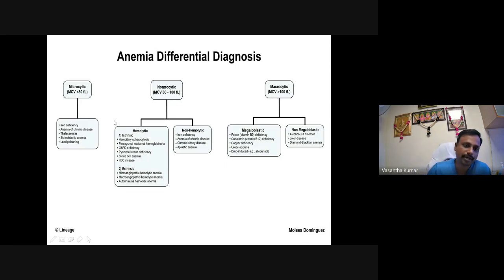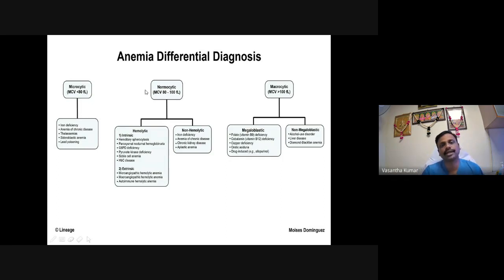You can remember it with the mnemonic called TICS. I used to remember it that way in my MBBS days. That is thalassemia, iron deficiency, anemia of chronic disease, and sideroblastic anemia. Among these, iron deficiency anemia stands first in the list, followed by anemia of chronic disease, thalassemia, and sideroblastic anemia. So you can remember microcytic anemia as TICS: thalassemia, iron deficiency, anemia of chronic disease, and sideroblastic anemia.